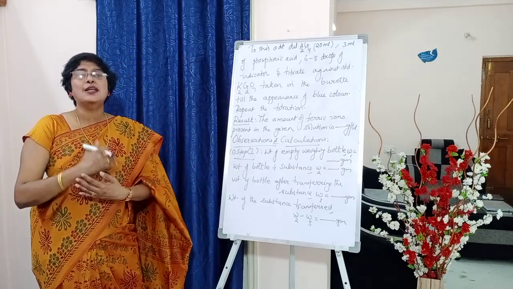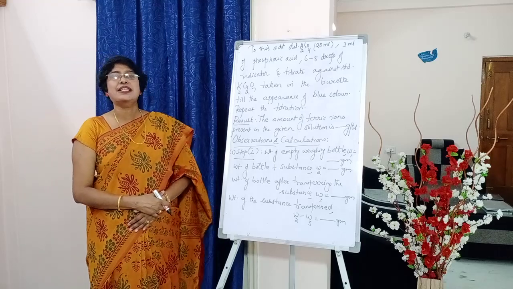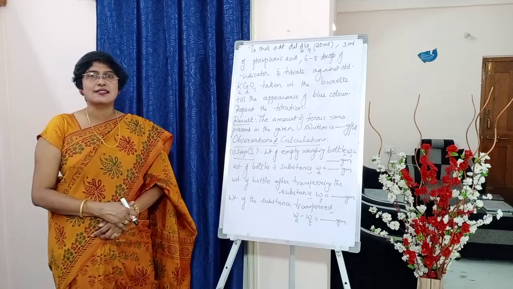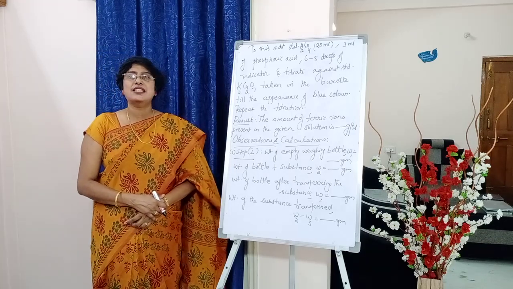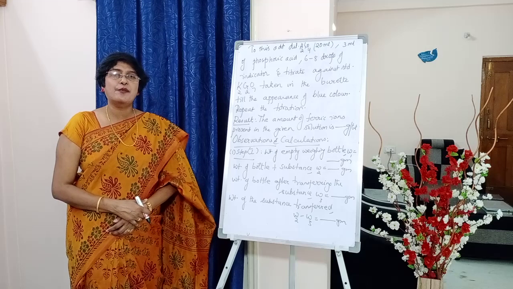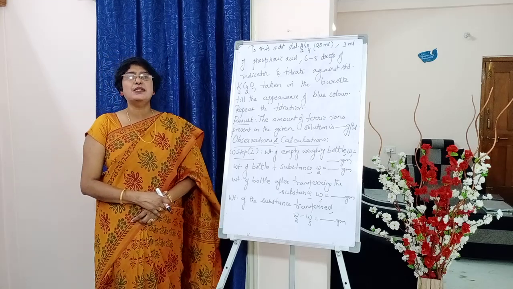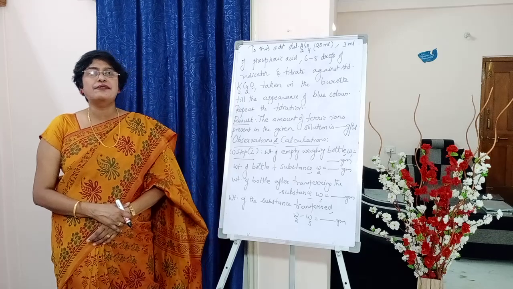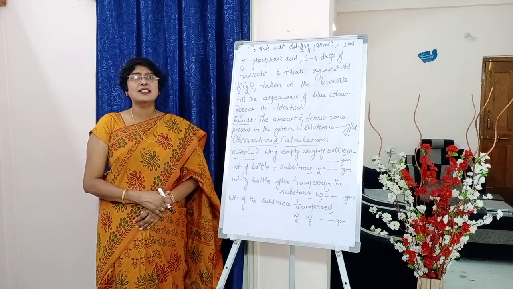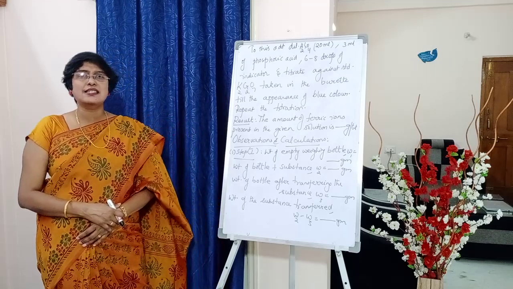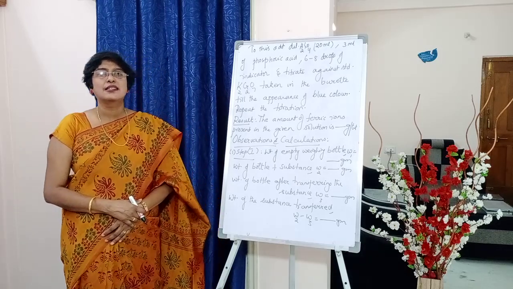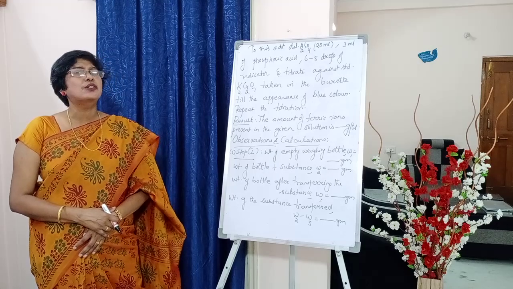Next comes the most important part of the experiment, students, observations and calculations. Put the side heading, observations and calculations. Step 1. Write down. Weight of the empty weighing bottle, W1 equals dash grams. Below, weight of the bottle plus substance, W2 equals dash grams.